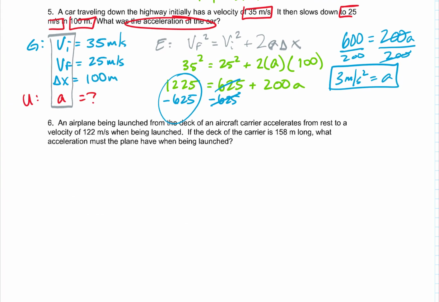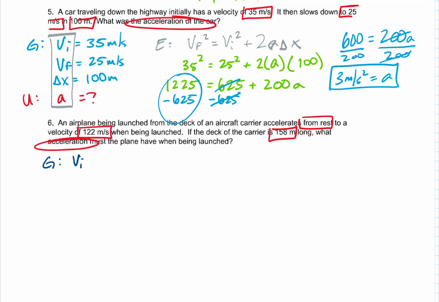Alright, last one on this sheet. An airplane being launched from the deck of an aircraft carrier accelerates from rest to a velocity of 122 meters per second when it's launched. The deck of the carrier is 158 meters long. What acceleration do we need to have? Alright, this is going to be the same kind of thing.